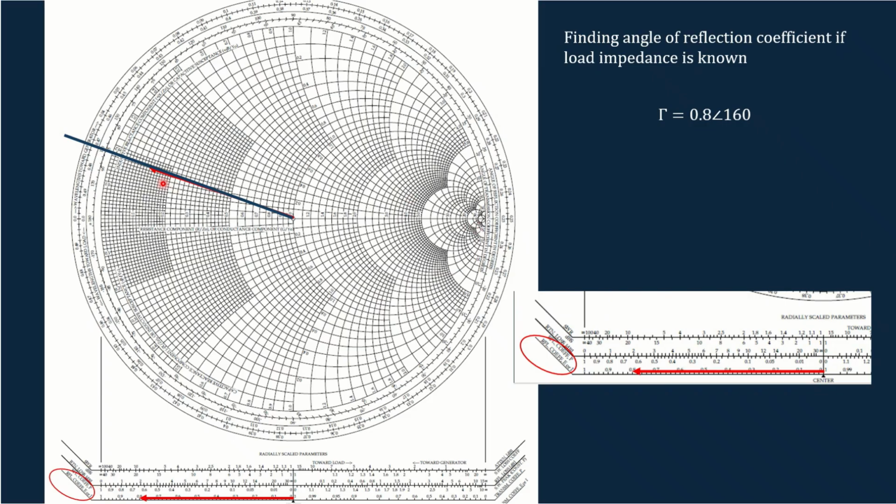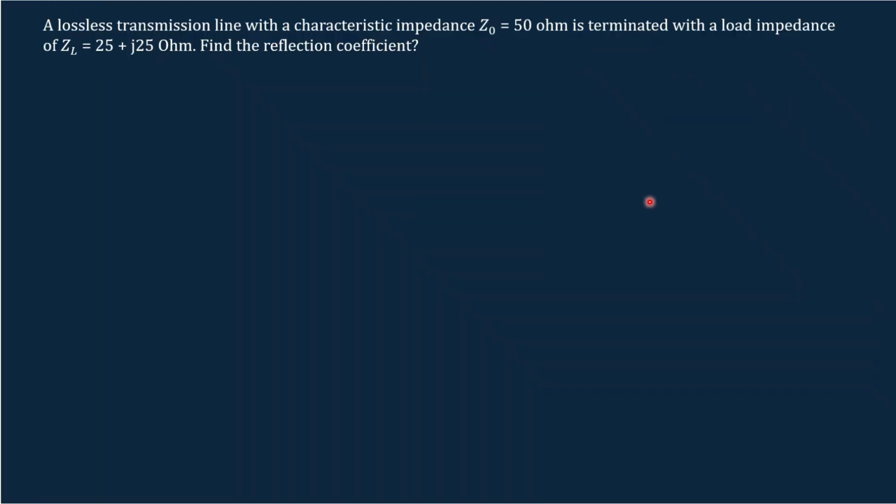So let's see, if you have this point, how to find the reflection angle. Just extend that line to this angle of reflection coefficient in degrees axis. The point where it touches will give you the angle. Here you can see the line is hitting between 140, 150, 160. So the angle corresponding to it is 160. So you get the magnitude from the exact distance and the angle by extending the line. This is your magnitude and angle.